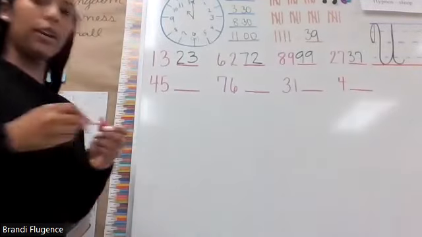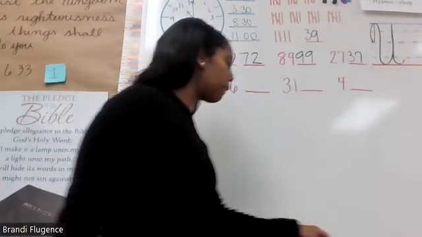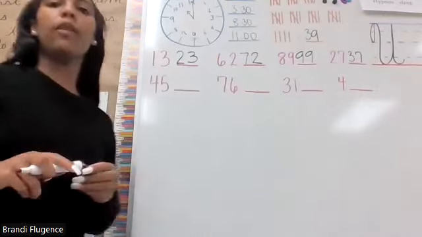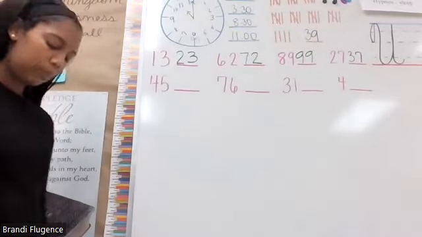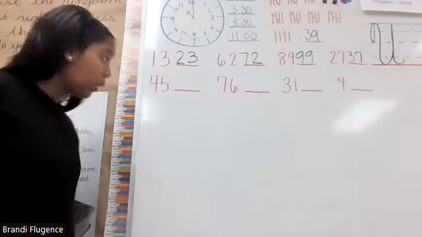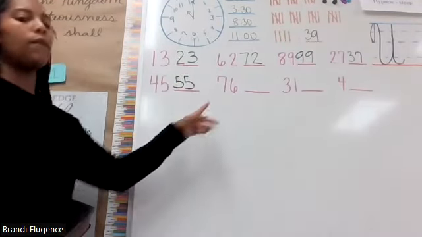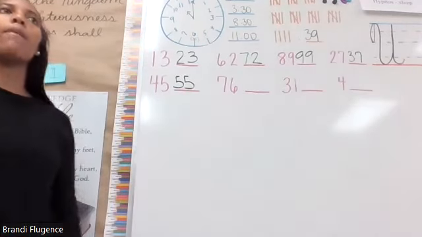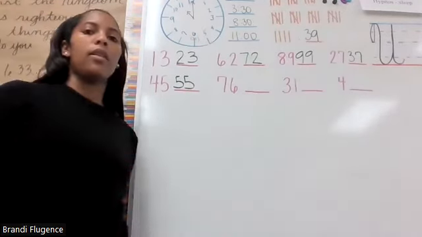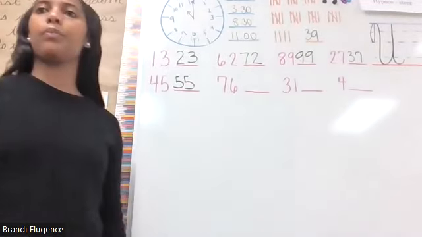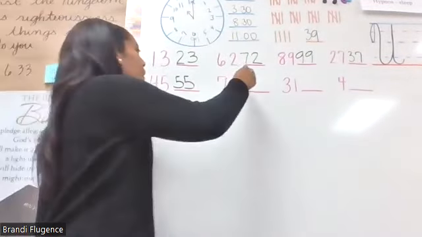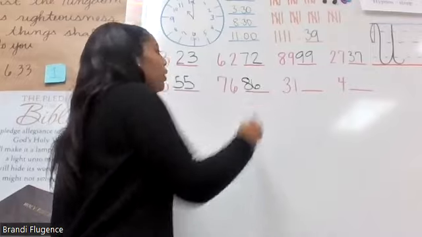All right. 45. What would be 10 more than 45? 10 more than 45. Asa? 55. 76. 10 more than 76. 86. 86.